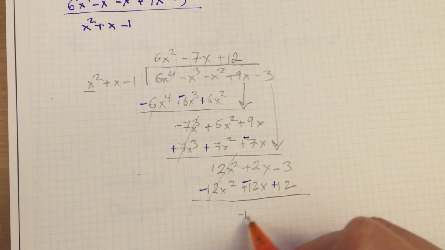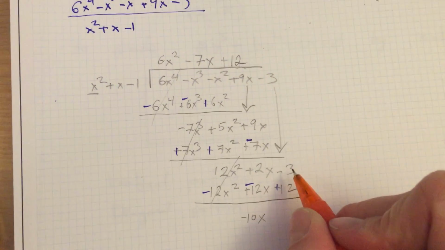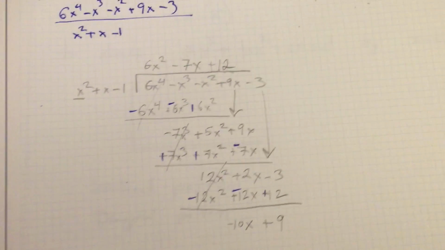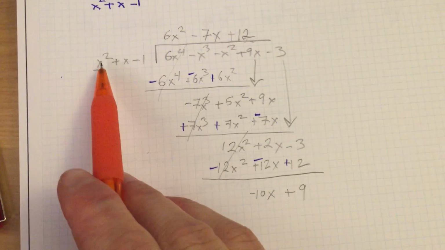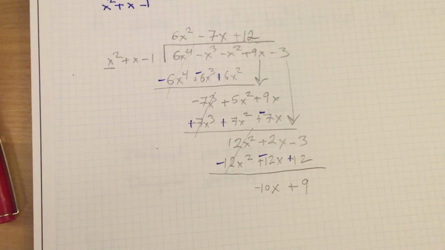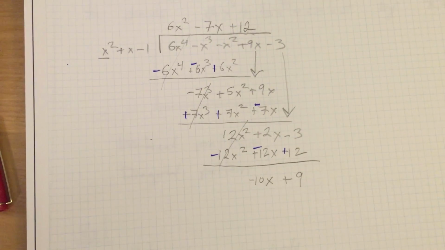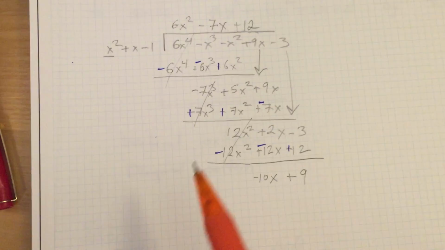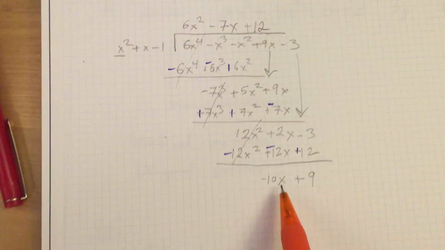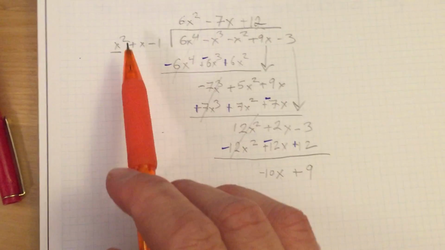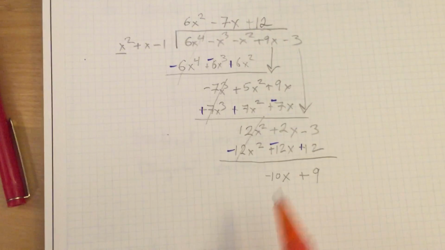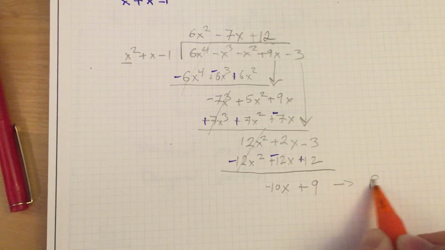2 minus 12 leaves you with a negative 10x, and negative 3 plus 12 should leave you with a positive 9. All right, so notice now this degree is larger than this degree. So it goes back to your d of x. You want to keep using the division algorithm if your f of x polynomial is equal to or larger than your divisor. So right now it's not. So this is all my remainder.